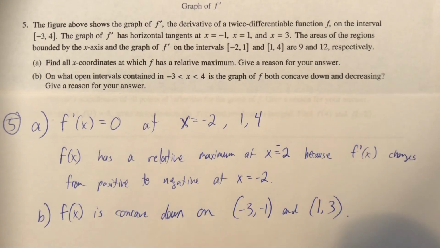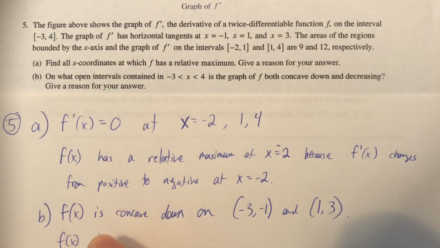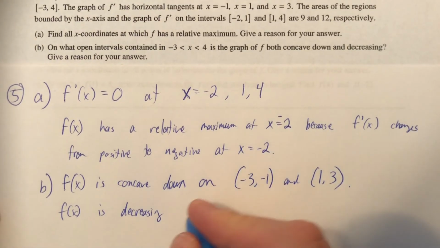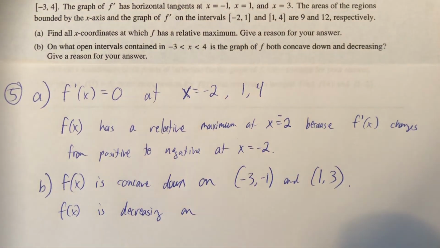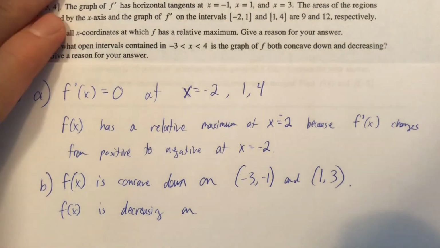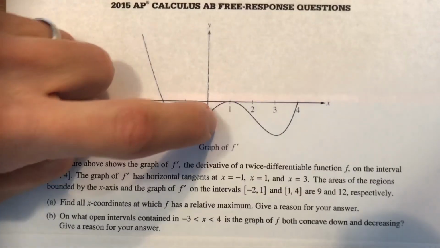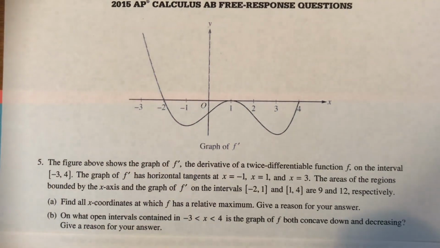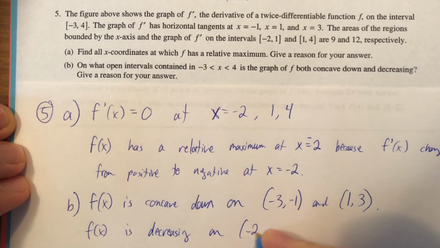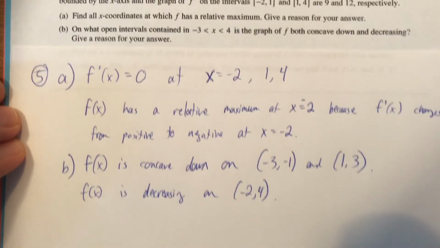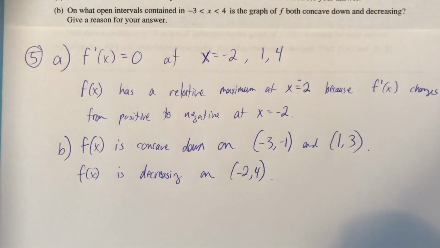I also want to know where it's decreasing. So f of x is decreasing. Is this my final answer? No, because I need to really put the two together. On, okay, what intervals? Well, a function is decreasing where its derivative is negative. So from -2 all the way to 4, and we could argue about whether 1 should be included in that or not, but let's just go ahead and put it. So -2 to 4, they won't count off for that. It's decreasing from -2 to 4.